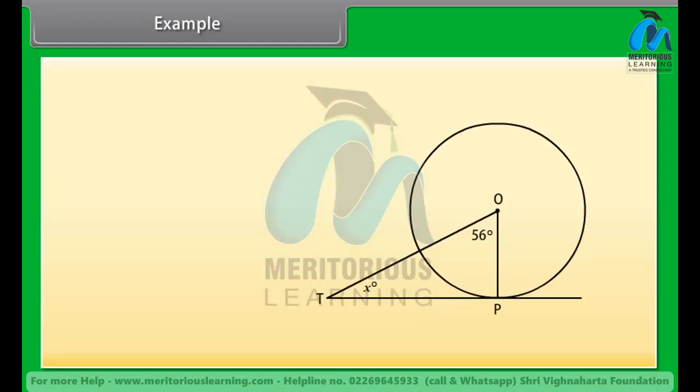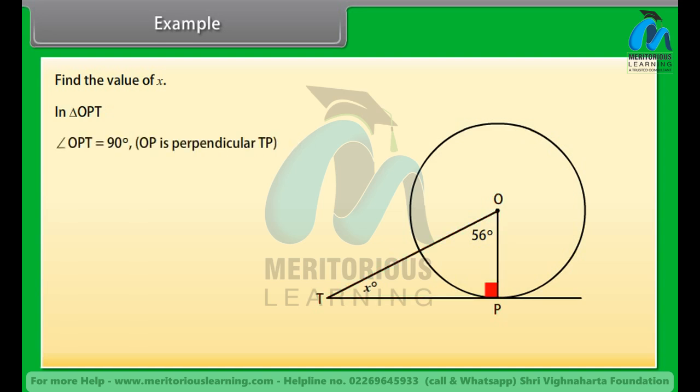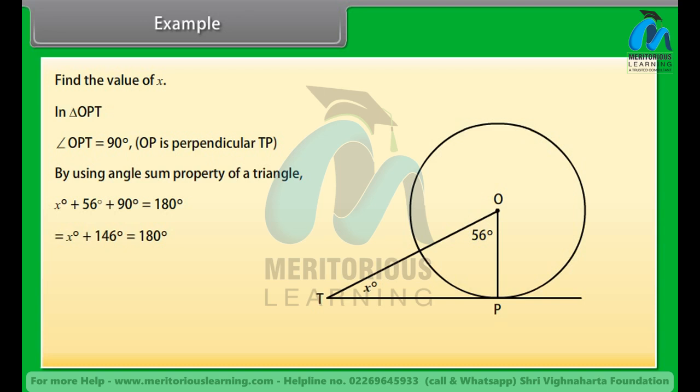Example. Look at the figure given. Find the value of X. In triangle OPT, angle OPT is 90 degree because OP is perpendicular to TP. Also, by using the angle sum property of a triangle, we can say that X degree plus 56 degree plus 90 degree is equal to 180 degree, which is equal to X degree plus 146 degree equals 180 degree. Solving this, we get X as 34 degree. Hence, the value of X is 34 degree.